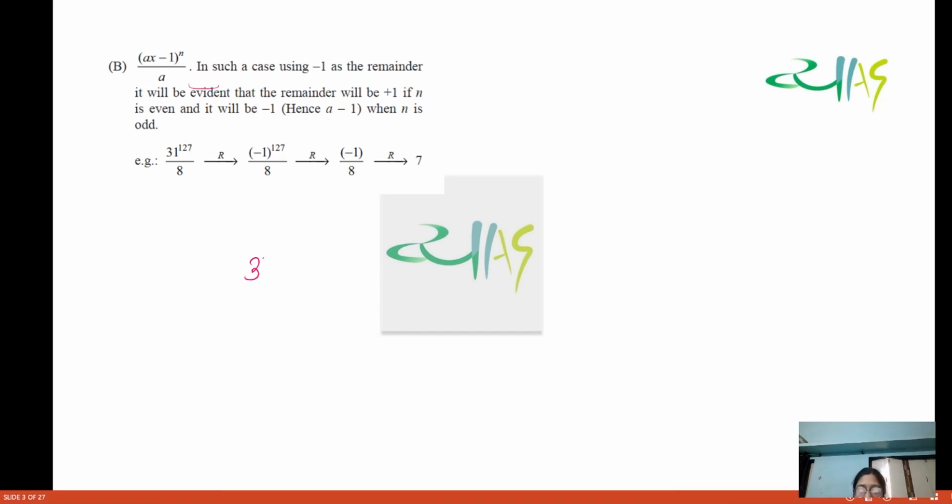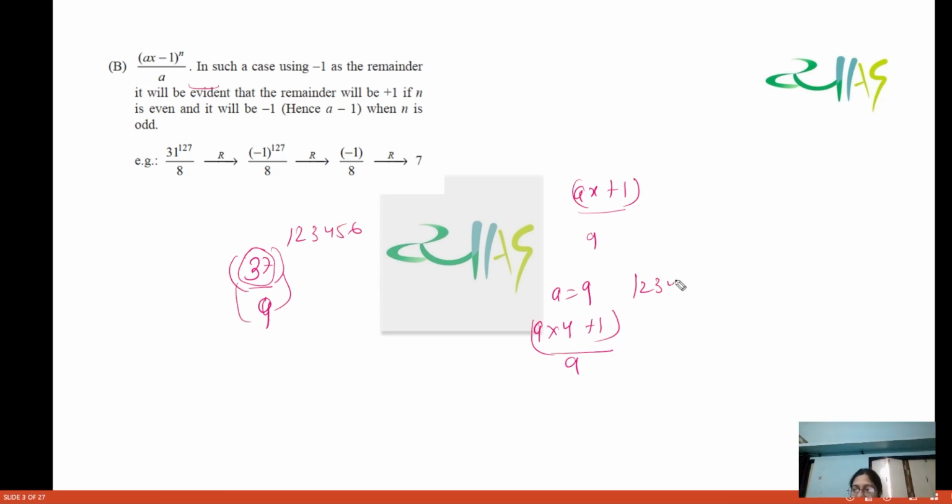In the last question we have 37123456 divided by, let's say, 9. It is asking the remainder here. So now you have ax plus 1. What is a here? A is 9. Can this number be broken in the form of ax plus 1? Yes, 9 fours are 36, plus 1, raised to the power 123456. So now we know the remainder will be equal to 1.